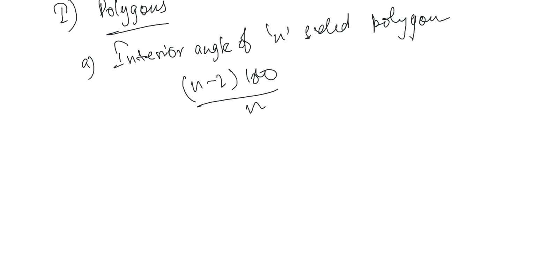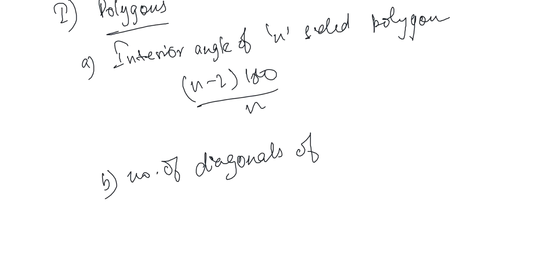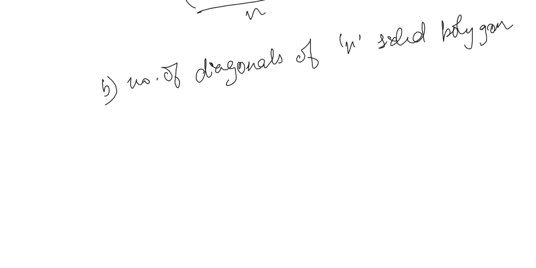The next concept is the number of diagonals of an n-sided polygon. Of course, these are regular polygons. It is n into (n minus 3) by 2, where n is the number of sides.